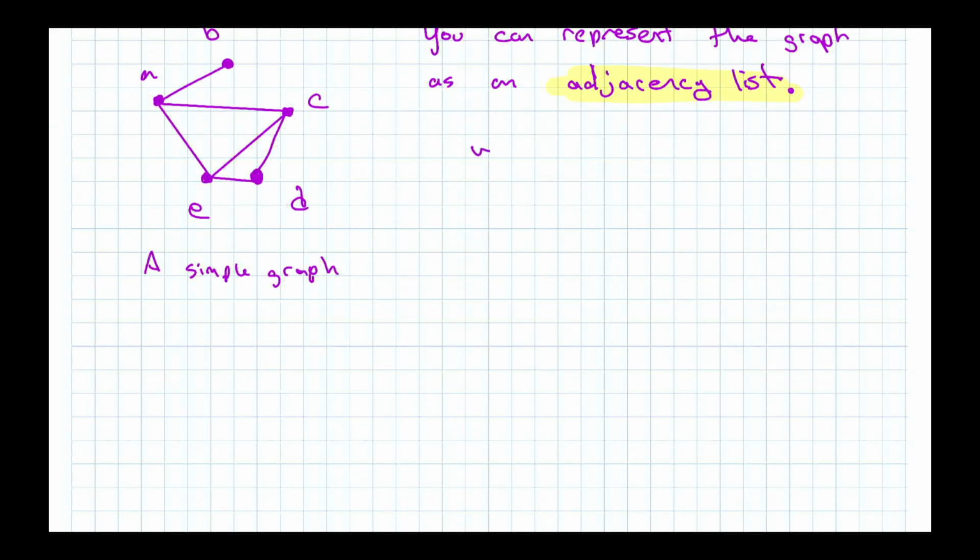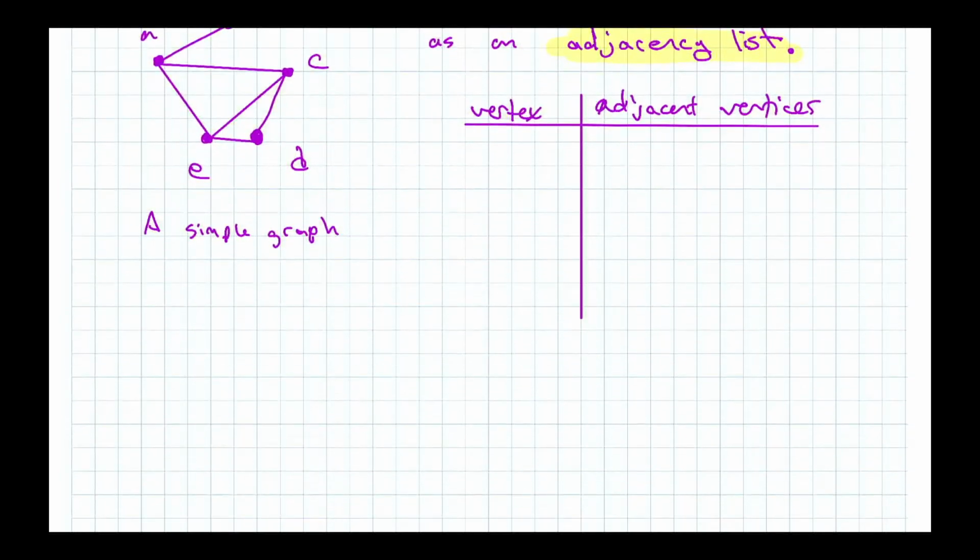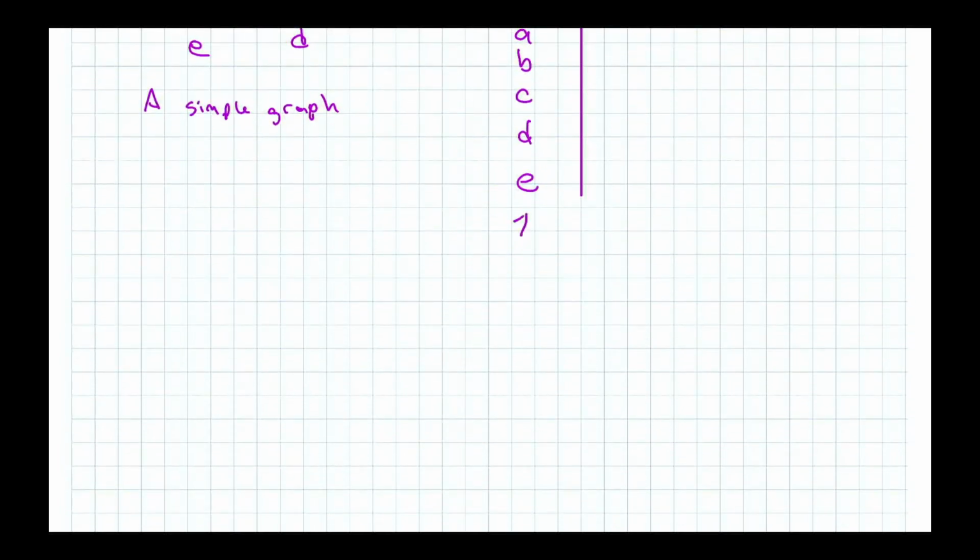So if you just say vertex, and then you say adjacent vertices, then this will give you everything you need. In the column for the vertex, you just put all of the vertices that you have. So there's A, there's B, there's C, there's D, there's E. Those are the vertices. So this is just a list of the vertices in the graph.